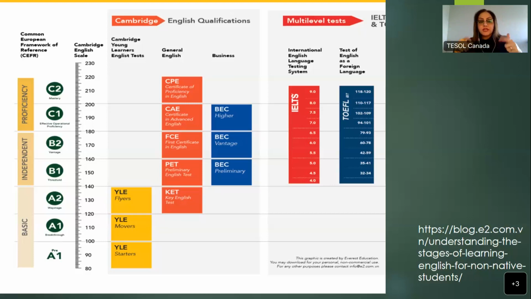But what we are talking about today is IELTS, TOEFL and CELPIP, because they are very common and popular in Canada. If you want to stay in Canada as a resident, you need to take one of these tests. If you want to study in a Canadian university as an international student, you need to take one of these tests. So that's why we're discussing here. And you're teachers, so you will have many students who want to take IELTS, TOEFL, or CELPIP. So the very first step is you take the placement test and know the level of your students.